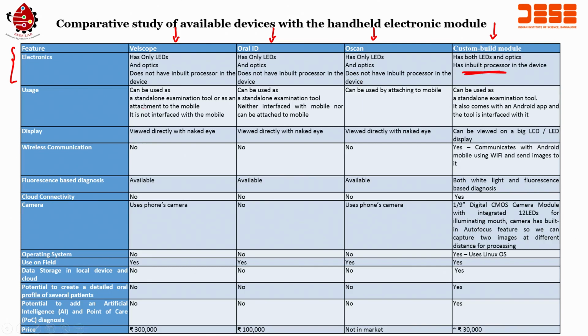Usages: Wellscope can be used as a standalone examination tool or as an attachment to the mobile. Oral ID can be used as a standalone examination tool, neither interfaced with a mobile nor attached to a mobile. OSCAN can be used by attaching it to the mobile. While in our case it can be used as a standalone examination tool. It also comes with an Android app and the tool is already interfaced with it.